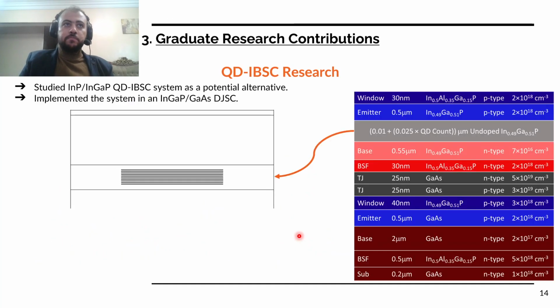The second thing is that we implemented this system in a dual junction configuration, because indium gallium phosphide alone has a very large band gap, which results in a very low current. So it is not feasible alone. So it is better implemented in a dual junction solar cell, in a structure with a gallium arsenide junction.